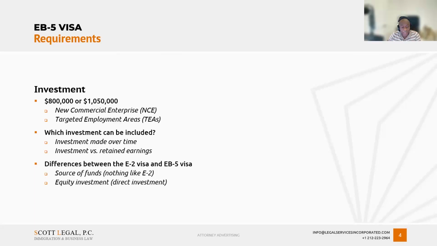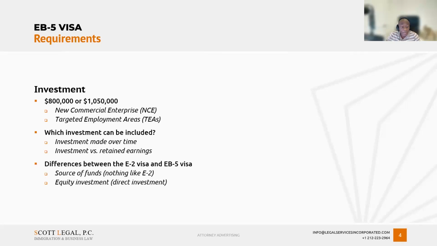And the difference between the 800,000 and the 1,050,000 has to do with the location of the business. This is critical, especially when you're looking at some businesses where staff work remotely and things like that. It's where the location of the business is in a targeted employment area. And a targeted employment area is defined as either an area where the unemployment rate is 1.5 times the national average or higher, or a rural area. That's going to be defined by the local jurisdiction in terms of population of the area and what's considered rural.